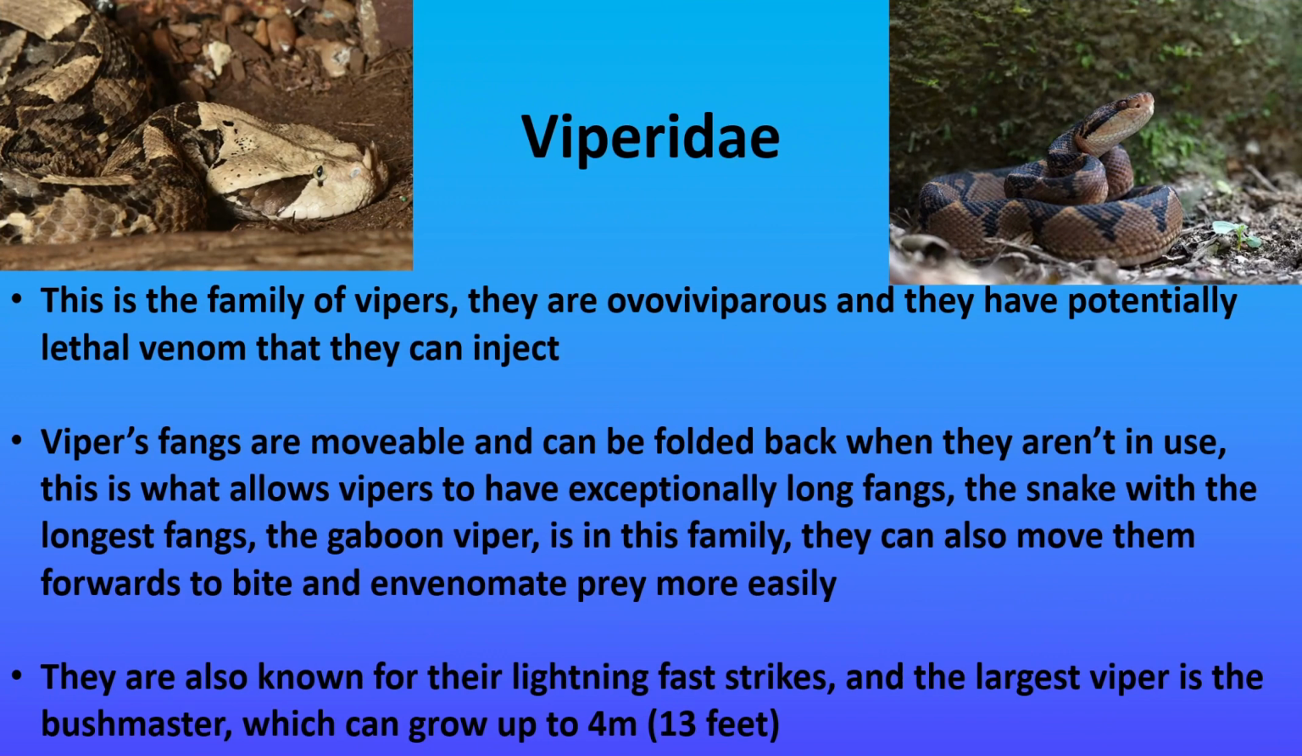Next is the Viperidae, and this is the family of vipers. They are ovoviviparous, and they have potentially lethal venom that they can inject, which is, I'm pretty sure, the first family that has this that we've covered today. Vipers' fangs are movable and can be folded back when they aren't in use. This is what allows vipers to have exceptionally long fangs. The snake with the longest fangs, the gaboon viper, is in this family.